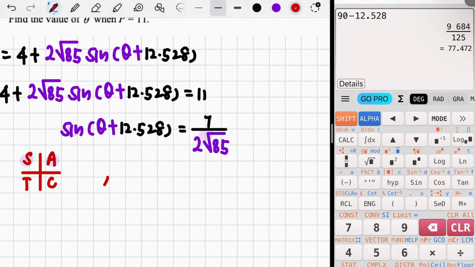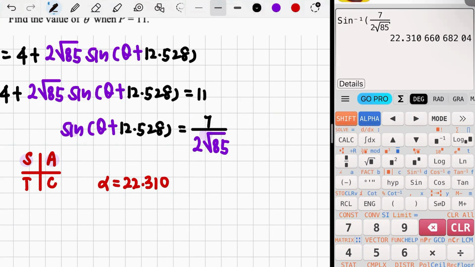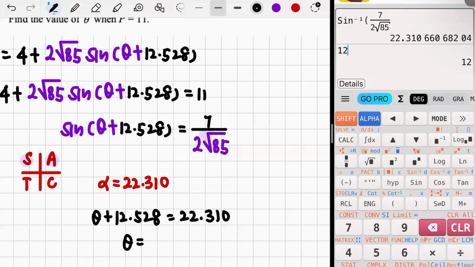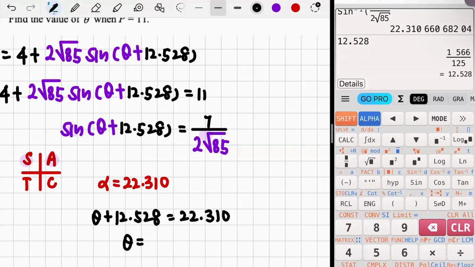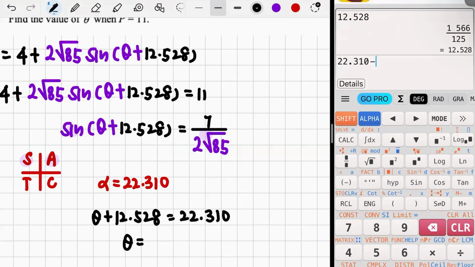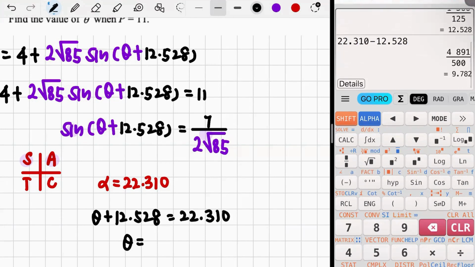Then determine my basic angle. How do we do that? Sine inverse, they never say exact, of 7 over 2 root 85. This is 22.310. So theta plus 12.528 is 22.310. If I want to find theta, just minus away 12.528. So 22.310 minus 12.528 will give me 9.7 or 9.8, because one decimal place.